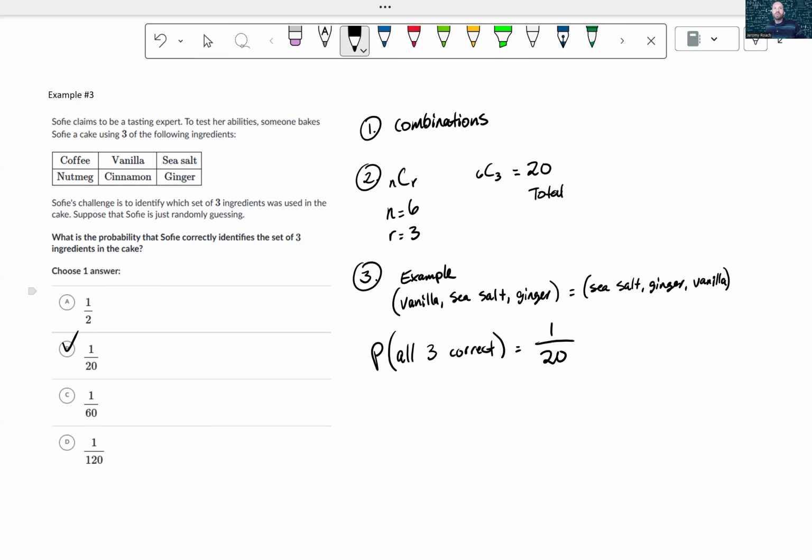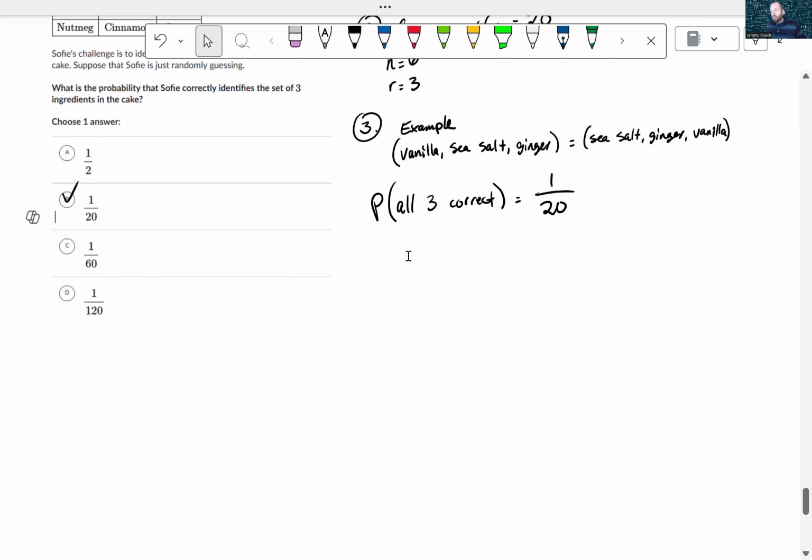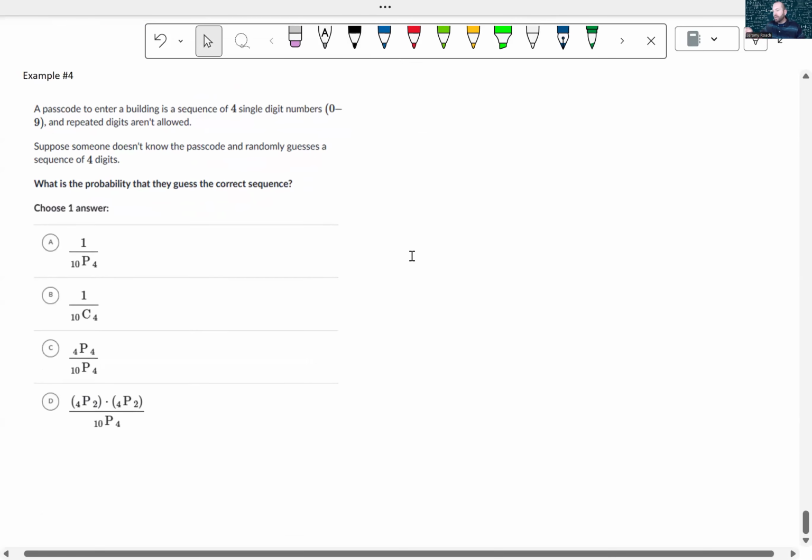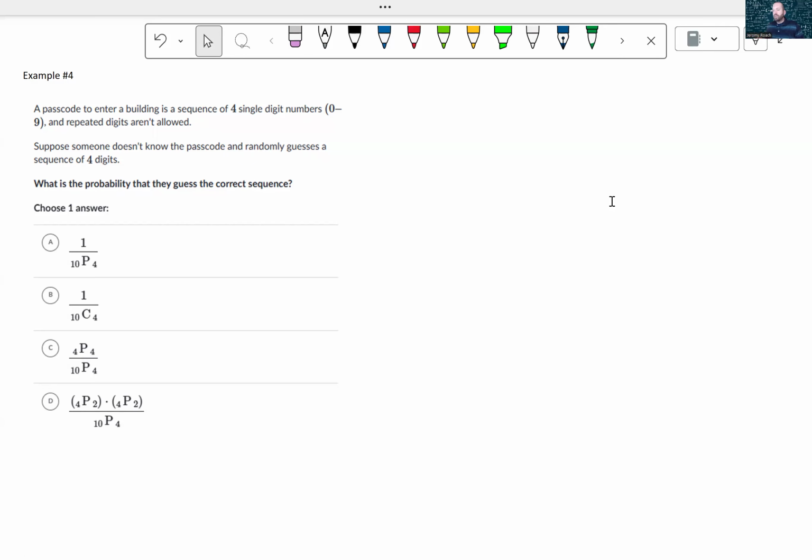All right, let's take a look at one more problem together. I think this last problem is a good example because it talks about a passcode. And we talked earlier in our lesson about how a combination on a combination lock is actually a permutation. So that helps us right away to see this is a passcode to enter a building. And so we automatically know that this is a permutation, because with passcodes, you have to put in the passcode in the correct order. If you don't, then it will be the wrong passcode, even if it's the right numbers.